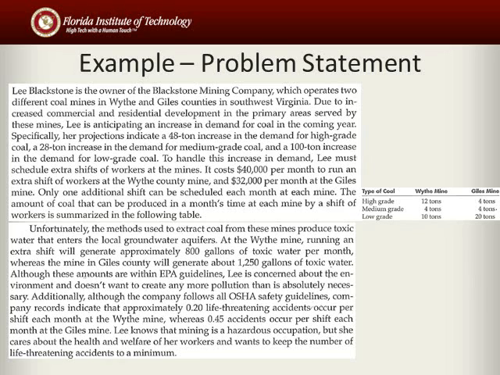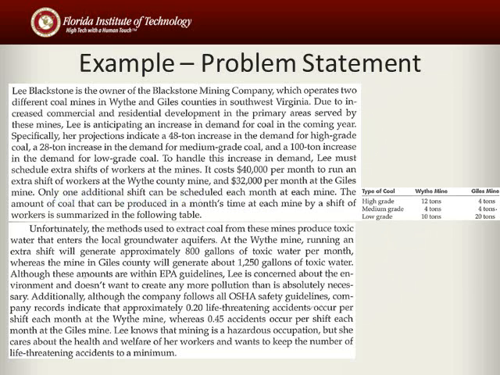Specifically, her projections indicate a 48-ton increase in the demand for high-grade coal, a 28-ton increase in the demand for medium-grade coal, and a 100-ton increase in the demand for low-grade coal. To handle this increase in demand, Lee must schedule an extra shift of workers at the mines, and it costs $40,000 per month to run an extra shift of workers at the Wythe County mine, and $32,000 per month at the Giles mine.